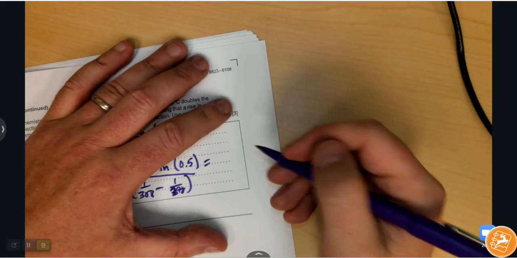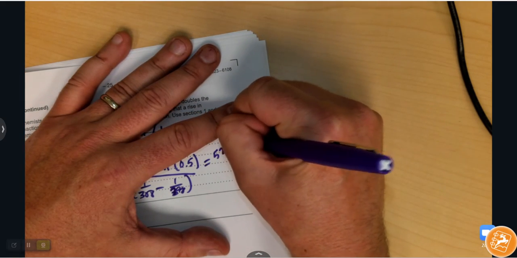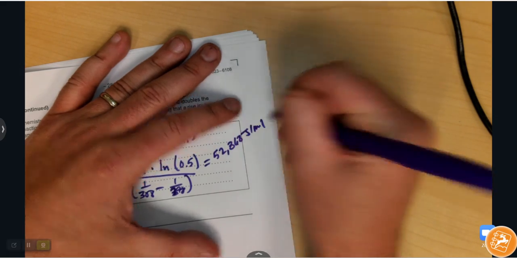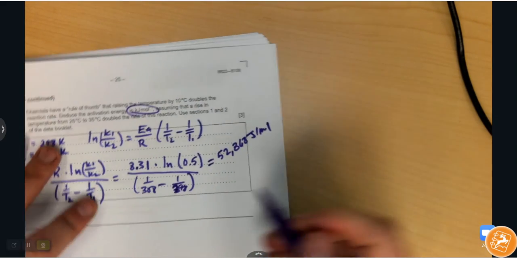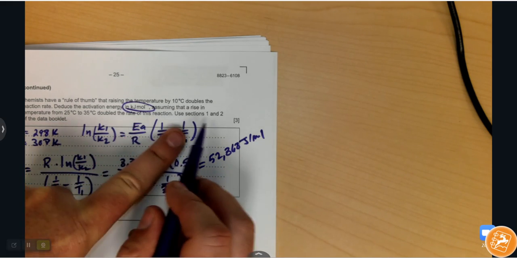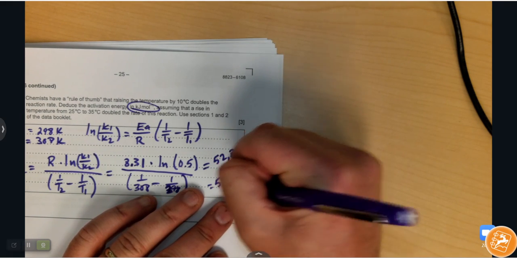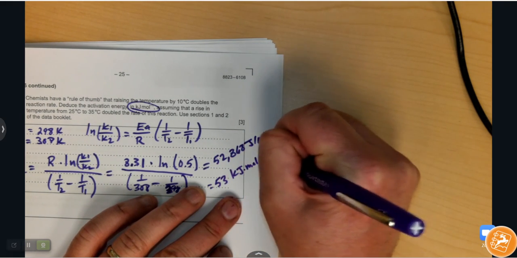When you plug the numbers into your calculator, you get 52,868 joules per mole. We need kilojoules per mole. And for sig figs, sig figs are all wild here. I don't even know. I'm just going to say equals 53 kilojoules per mole.